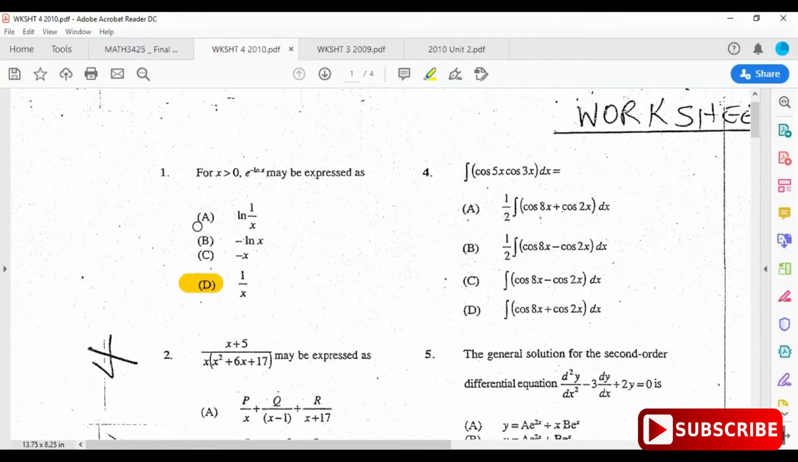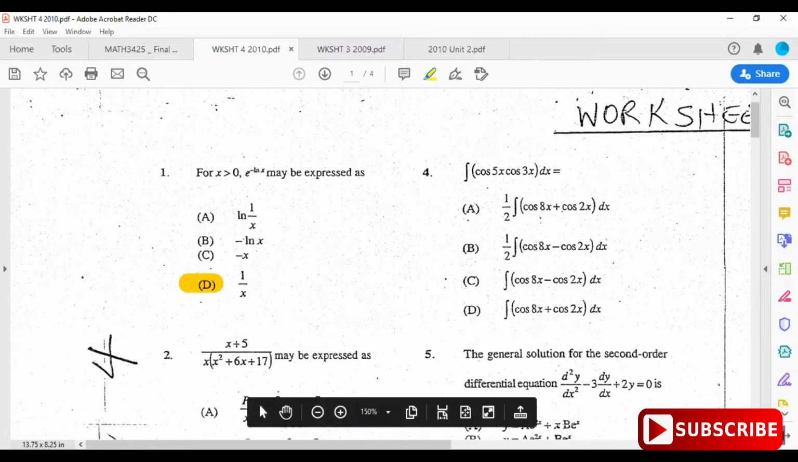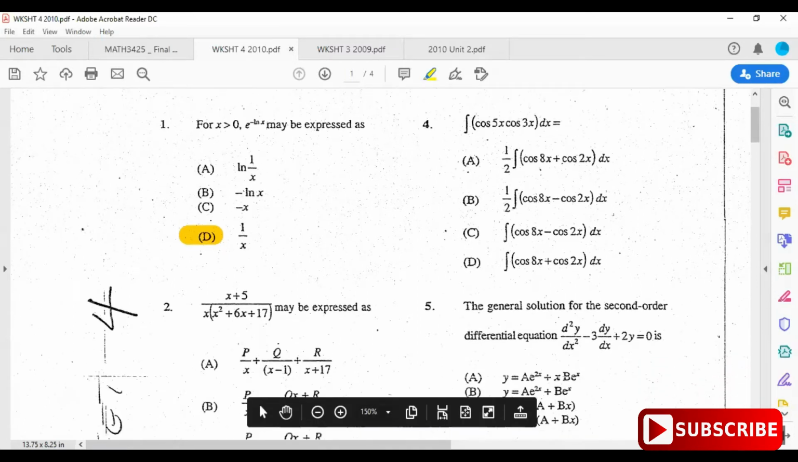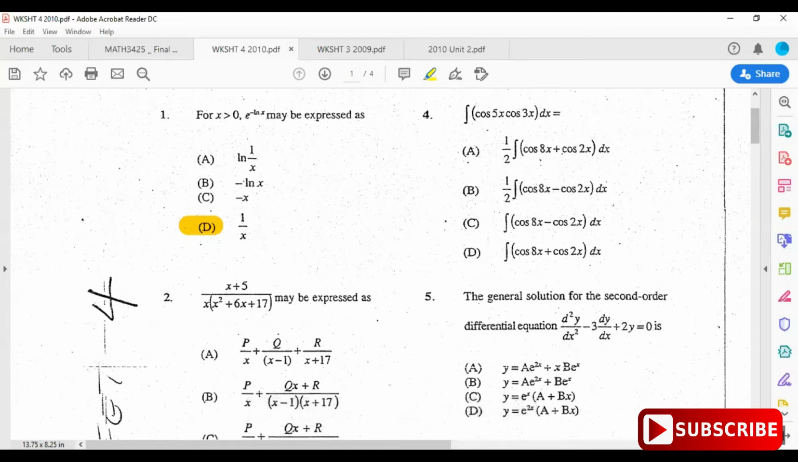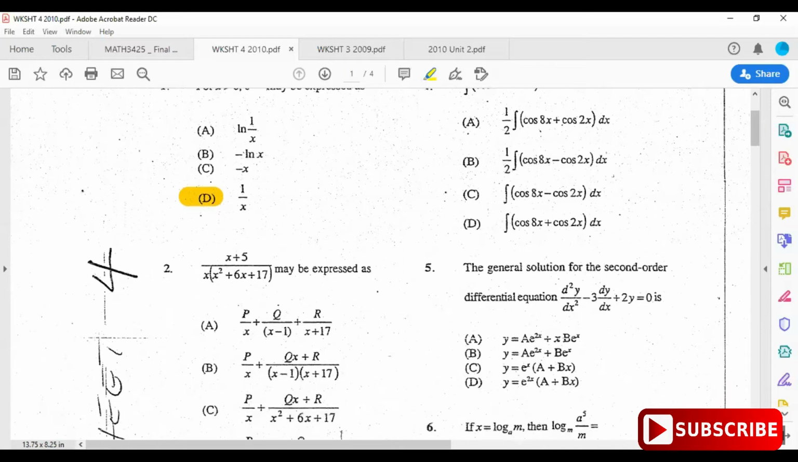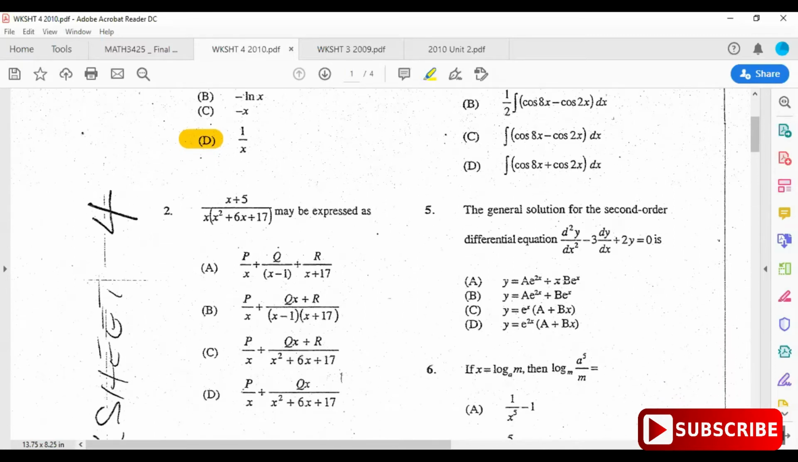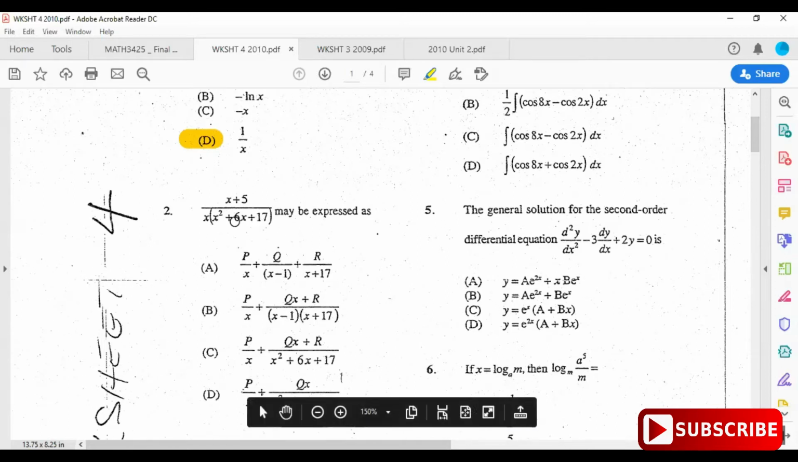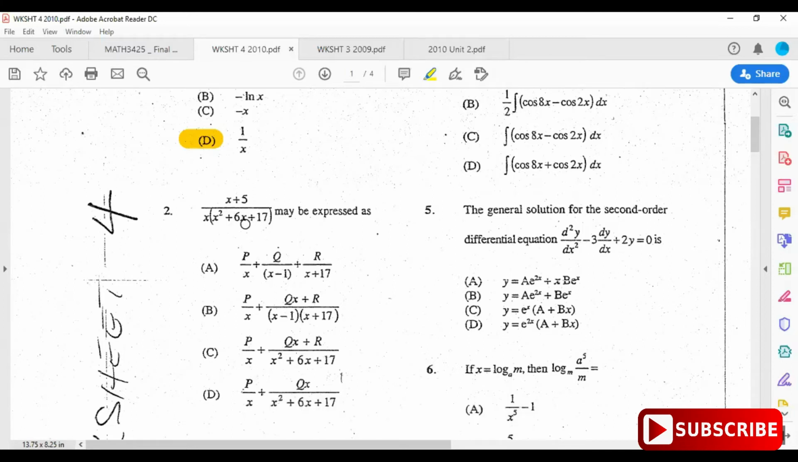Question 2 says we have x plus 5 divided by x times x squared plus 6x plus 17. So how are you going to express this as partial fractions? You can break the quadratic fraction into 2 linear fractions. What are the 2 factors when you break this quadratic, x squared plus 6x plus 17?